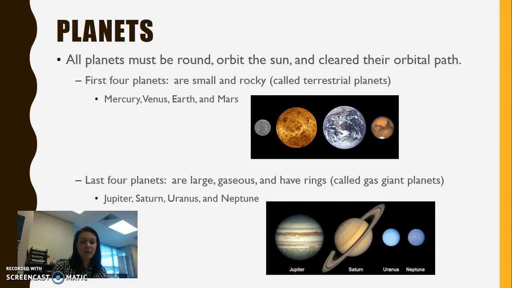And the last 4 planets in our solar system are called the gas giants. So as the name says, they all have these things in common. They're all large in size. They're all gaseous, and they all have rings. So rings that orbit around them. So even though you can't see it in this picture, all of these planets actually do have rings. And in order, that would be Jupiter, Saturn, Uranus, and Neptune.